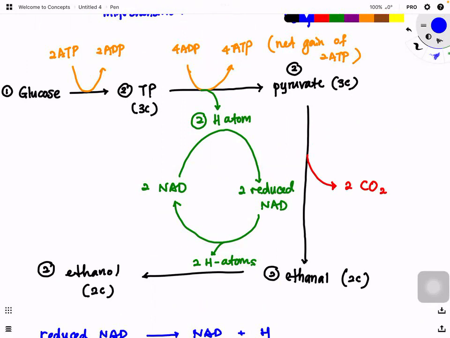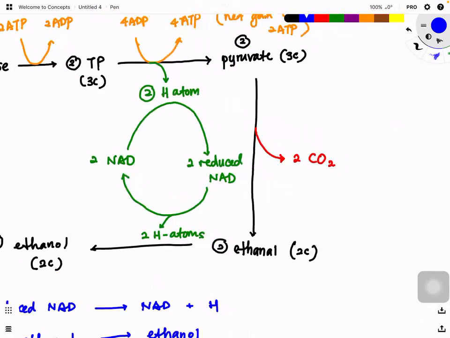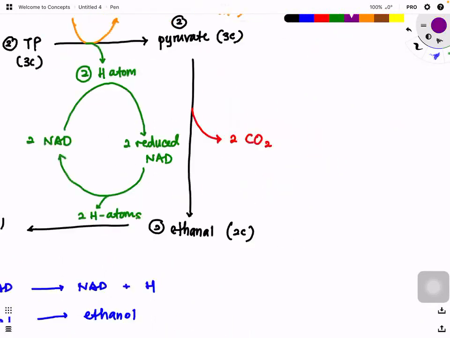Okay, so a few things that we need to know. What is the name of the enzyme involved here? This is decarboxylation. So it means the enzyme is decarboxylase. So the enzyme is called pyruvate decarboxylase. Okay, the name of the enzyme, pyruvate decarboxylase.